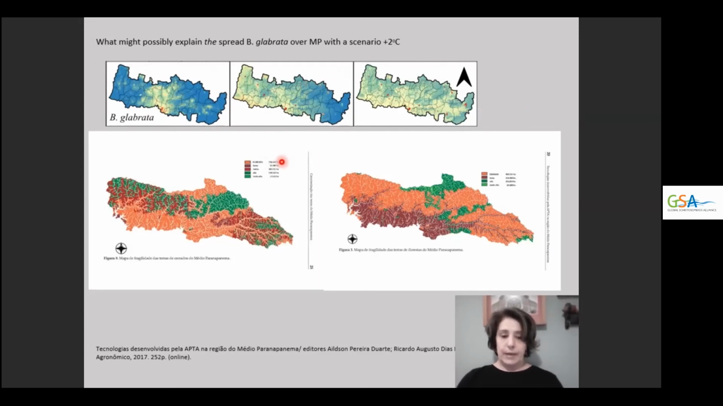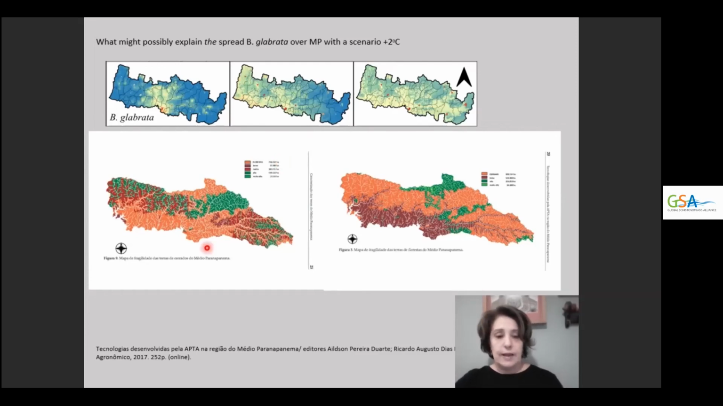What might explain this? Well, the resilience of the species, the adaptation to different temperatures, might be one of the most important factors that help the species to survive under climate change.